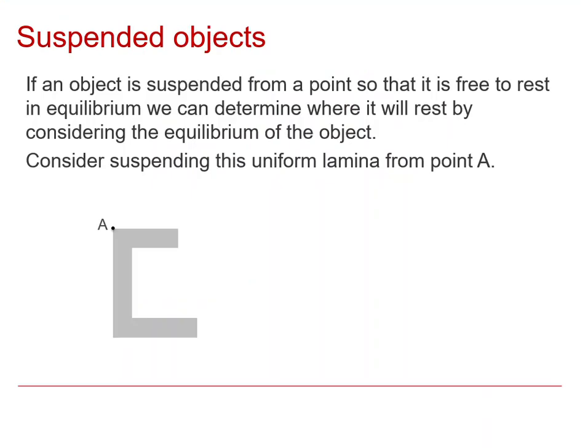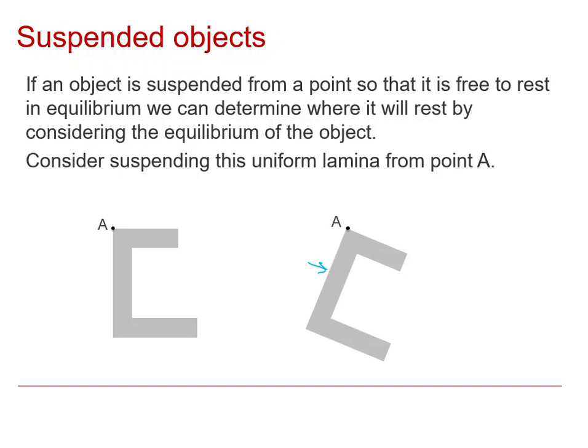Let's begin with a suspended object. We're thinking of a piece of card, in this case suspended from the point A. So the object is suspended from a point so that it's free to rest in equilibrium, and we consider its equilibrium. Now if the object is suspended freely at A like that, you'd expect it to swing to something like that position. So how can we determine the angle that the sloping edge, which I'm indicating with an arrow, makes with the vertical?